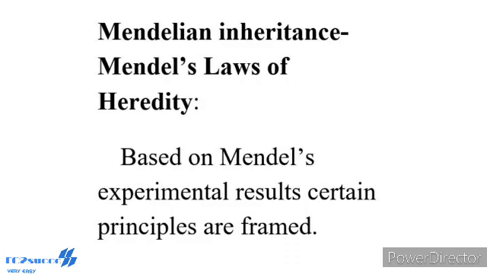Mendelian inheritance, Mendel's laws of heredity. Mendel proposed two rules based on his observation of the monohybrid cross. Today these rules are called laws of inheritance. The first law is the law of dominance. The second law is the law of segregation. These scientific laws play an important role in the history of evolution.